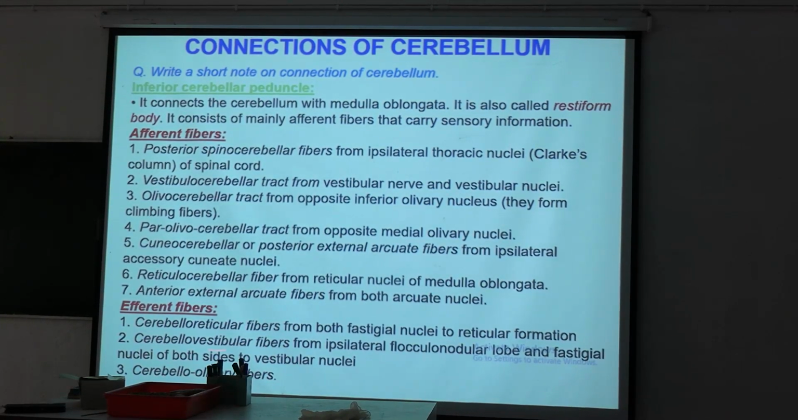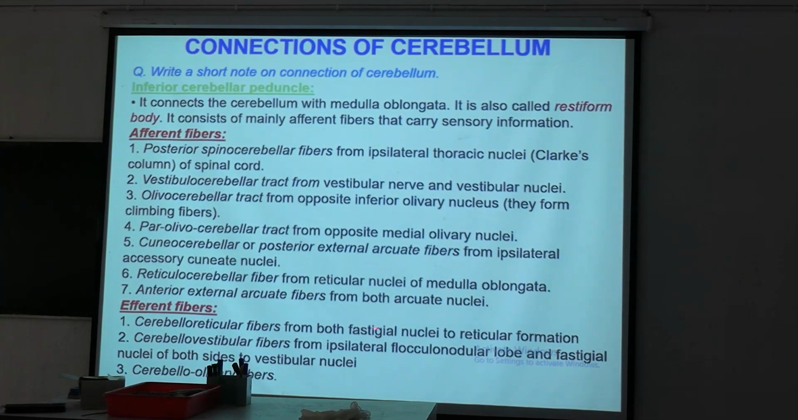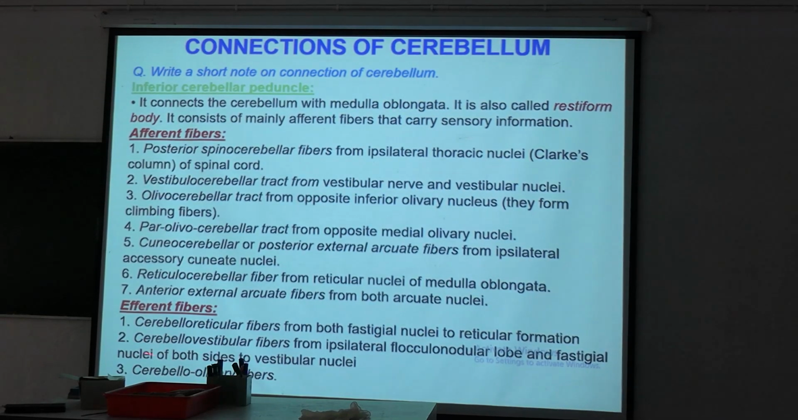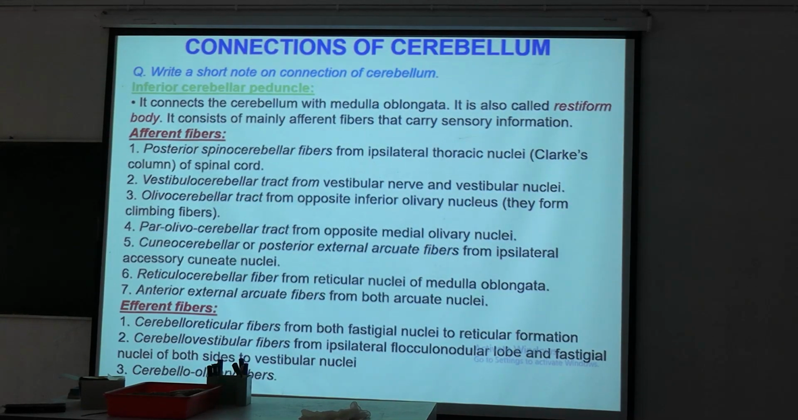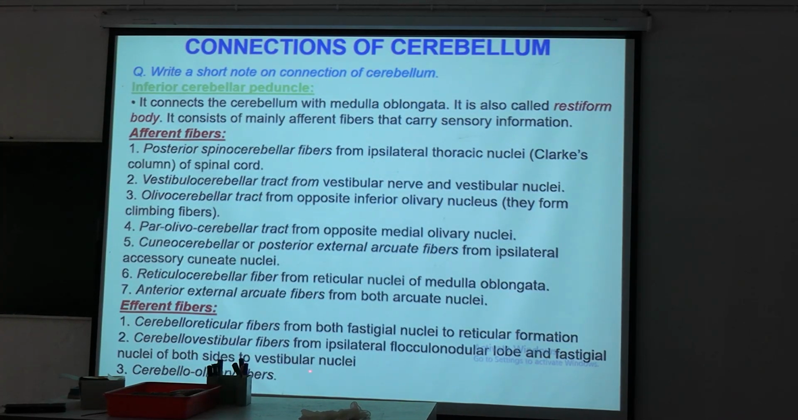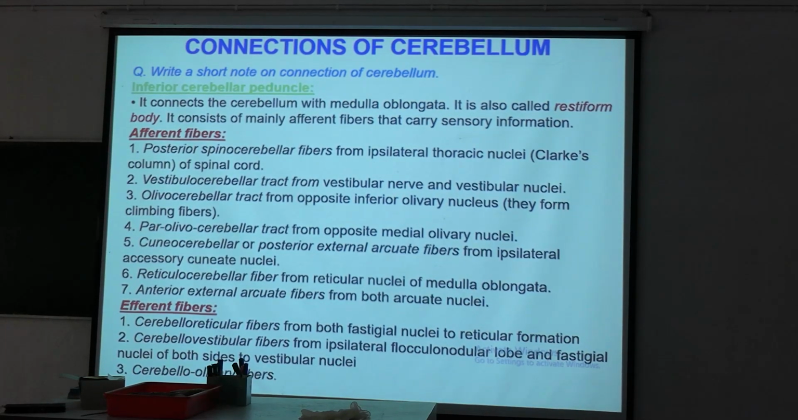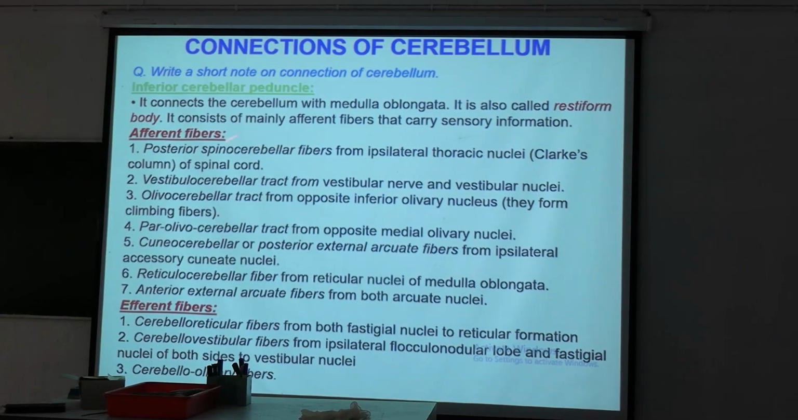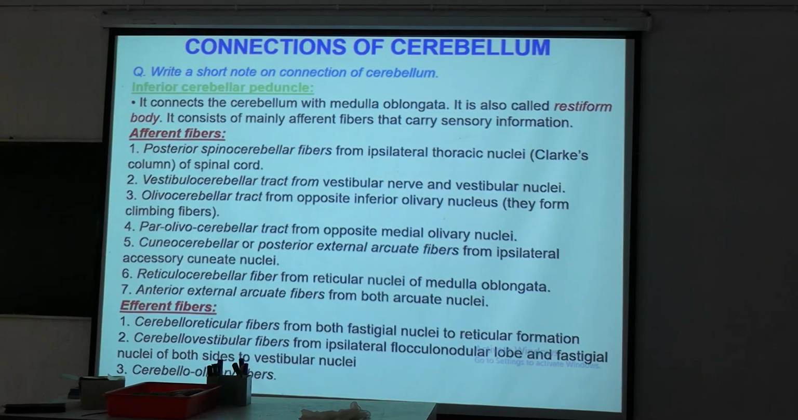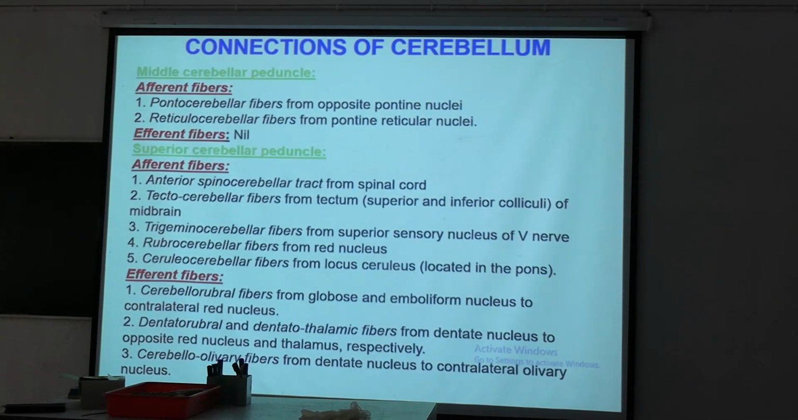Next, the efferent fibers are cerebelloreticular fibers from both the fastigial nuclei to the reticular formation, and cerebellovestibular fibers from the ipsilateral flocculonodular lobe and fastigial nuclei of both sides to the vestibular nuclei. And next are cerebello-olivary fibers. So these are the efferents; mainly afferents are more in number in the inferior cerebellar peduncle.